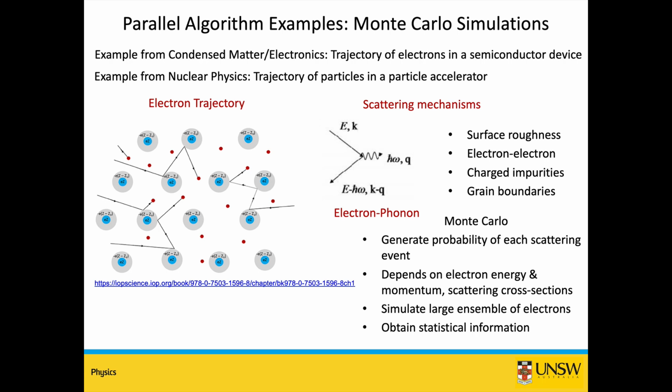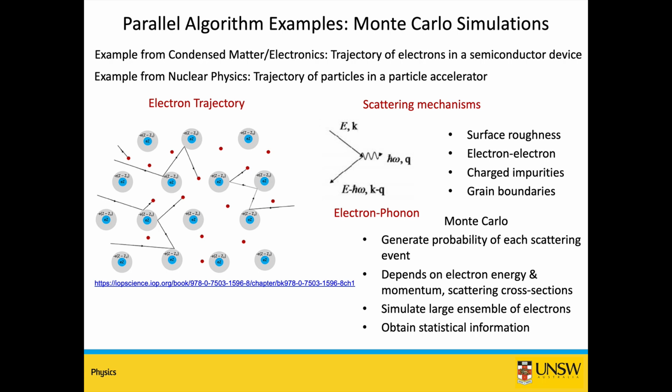And this type of simulation is very amenable to parallelization, because if you are simulating the trajectory of a million electrons, then it is easy to distribute them across different processors, right? You can put 10,000 electrons in one processor, another 10,000 in another processor, and have many processors do these operations. And at the end, you can combine the results to obtain statistical information of the path of the electrons.